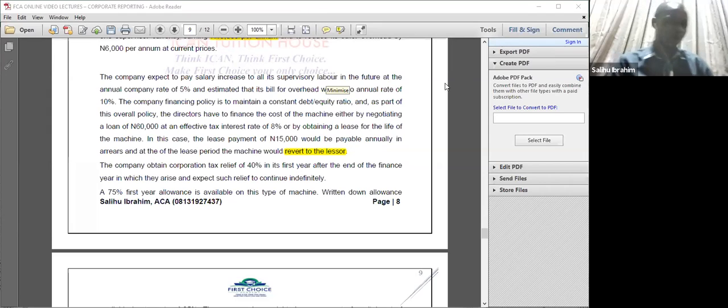If I say it is an operating lease, will you follow it? All right, I'm not here to confuse you. You got it clearly well. Okay, you got it clearly well. That is an operating lease.